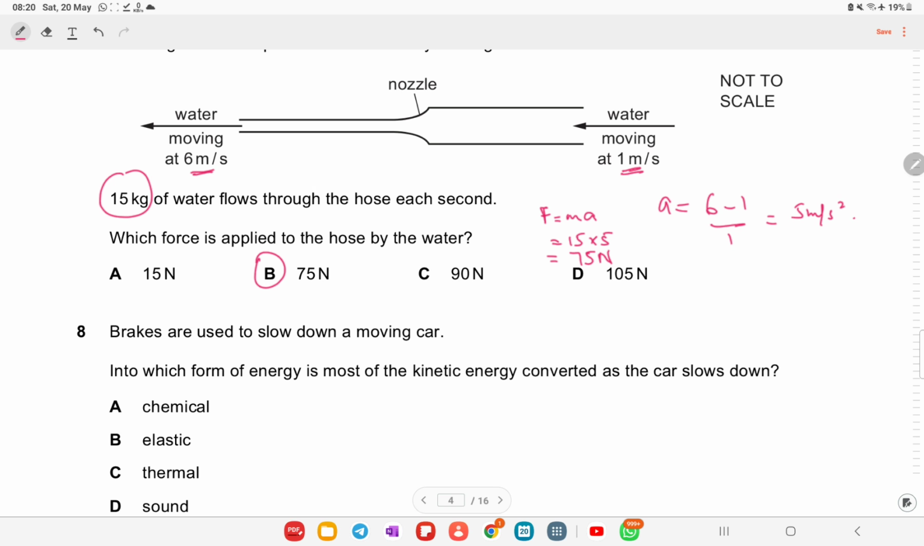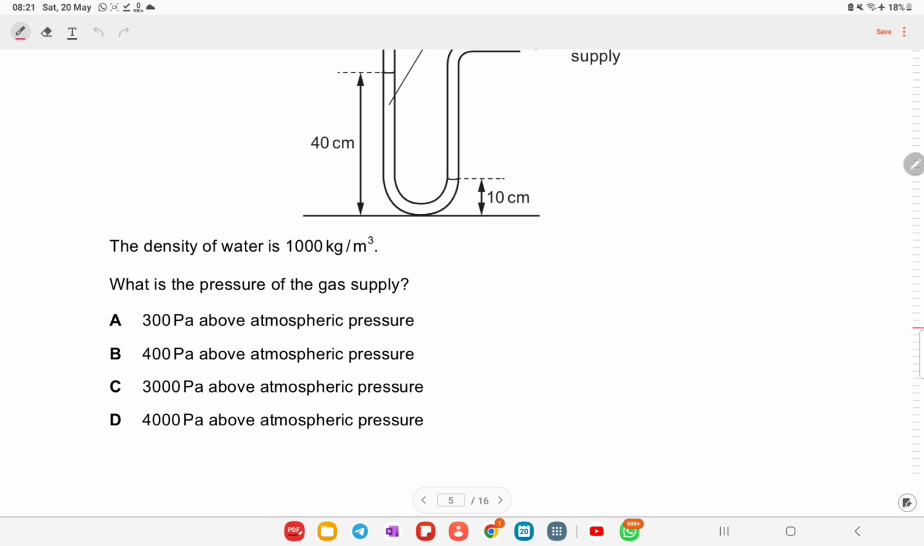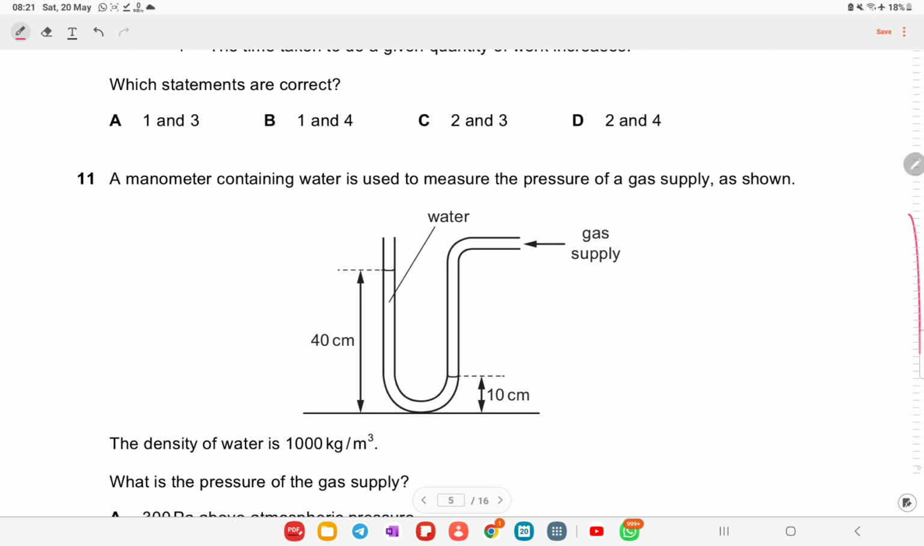Brakes are used to slow down a moving car. Into which form of energy is most of the kinetic energy converted as the car slows down? So obviously when the driver of the car applies the brake, it's going to be the frictional force, and frictional force produces a lot of heat, or you can say thermal energy. So this is going to be the right answer.